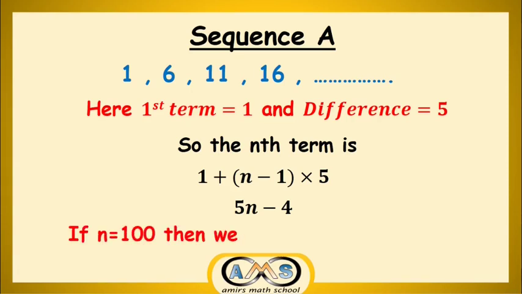If n equals 100, then from 5n minus 4 we get 5 times 100 minus 4, which is equal to 496. This is our 100th term for sequence A. This process is applicable for any linear sequence. So if the first differences of any sequence are equal, we can easily apply this formula to find the nth term of that sequence, and after finding the nth term, we can easily find any term of that sequence.